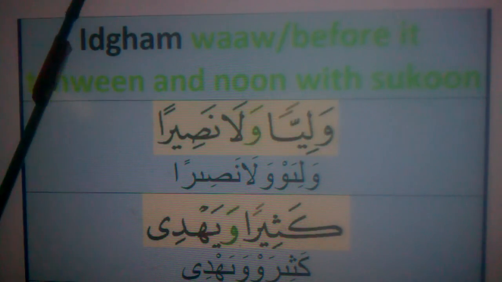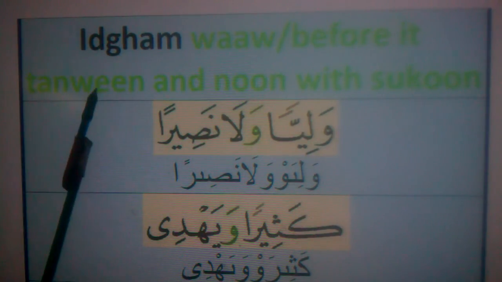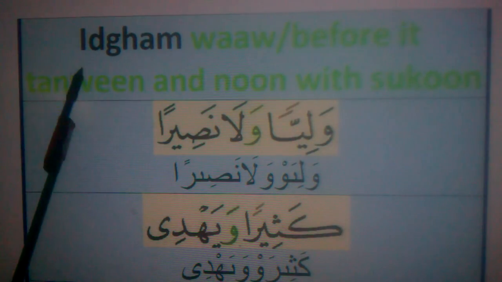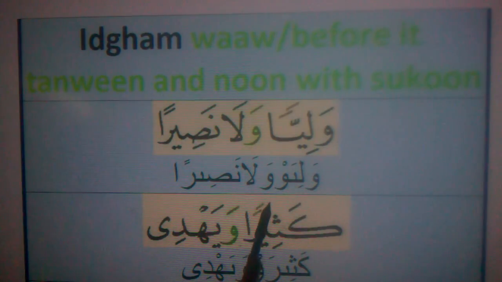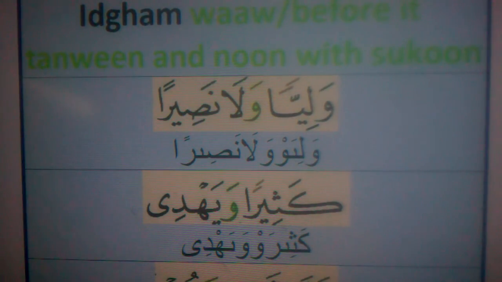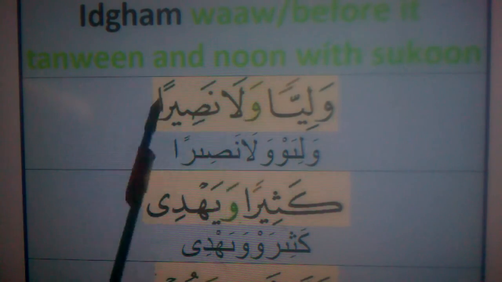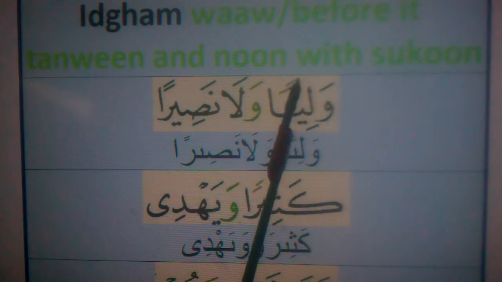Bismillah ar-Rahman ar-Rahim. Today, inshallah, we will study idgham waw, where before it there is tanween. We already know tanween are the two fatha, the two kasra, and the two dhamma. All of them come before this waw, which is the green one. So this waw will be pronounced differently than normal. For the first example, it will be pronounced as follows.